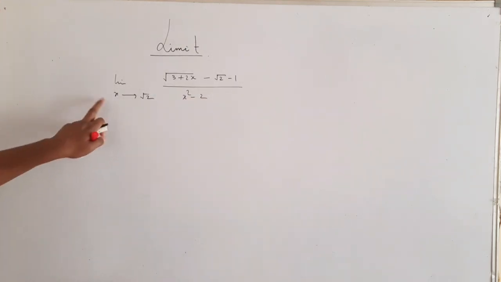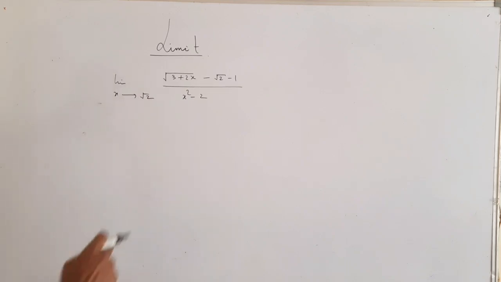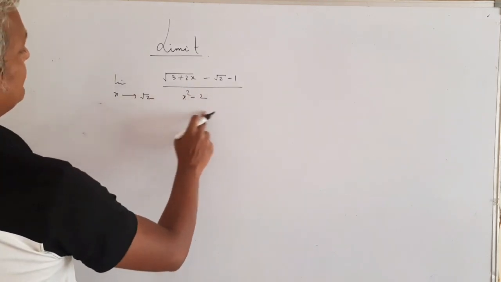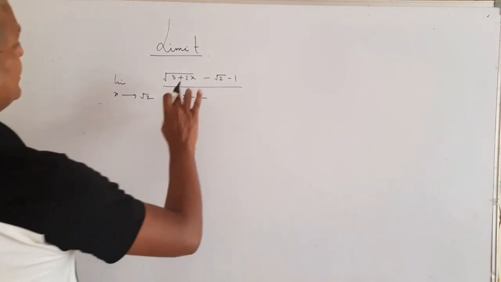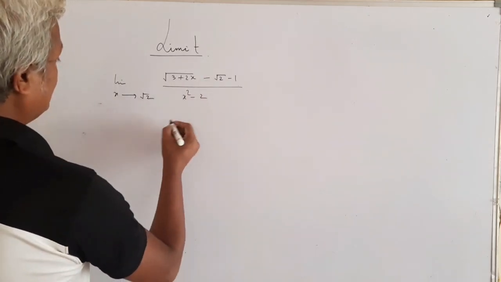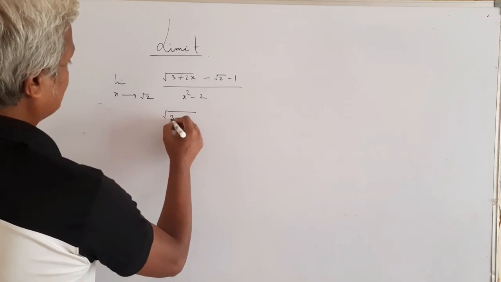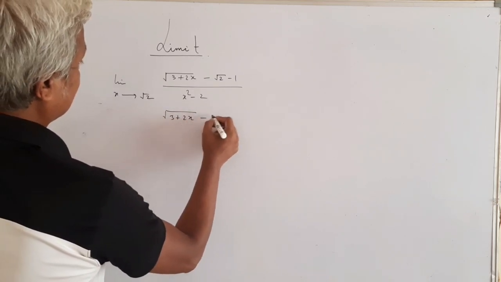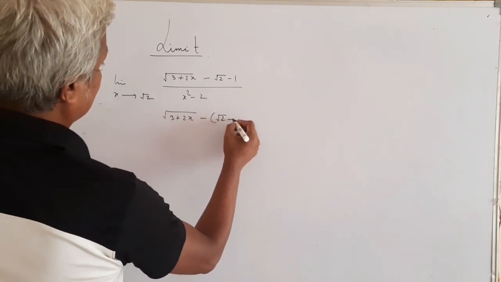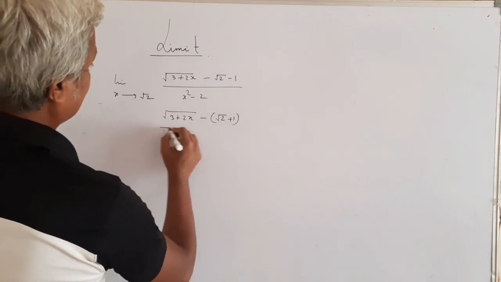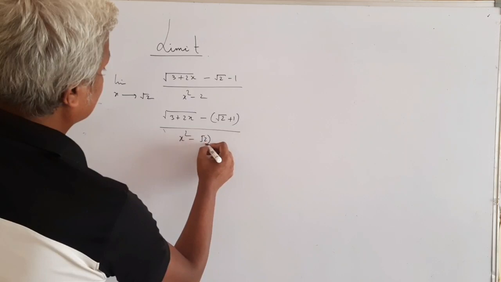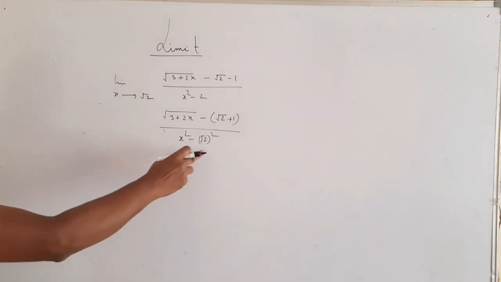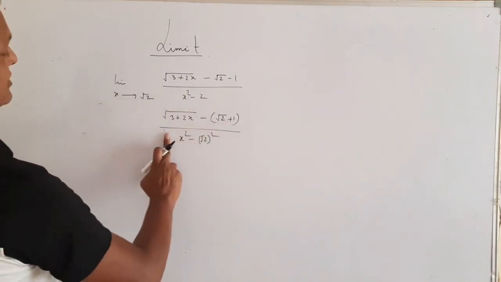Okay, now here you see x tends to root 2, and this one is x square minus 2. It means it has got the factor x minus root 2, and that is the reason why this whole thing is becoming 0. How? So you see this is root 3 plus 2x minus root 2 plus 1, and this one you can write as x square minus root 2 square.